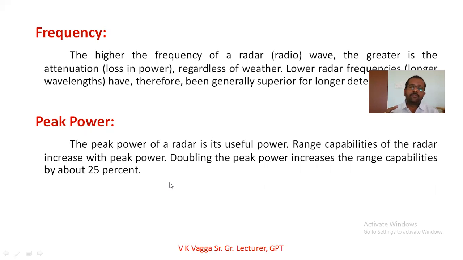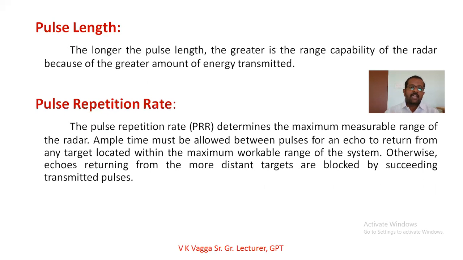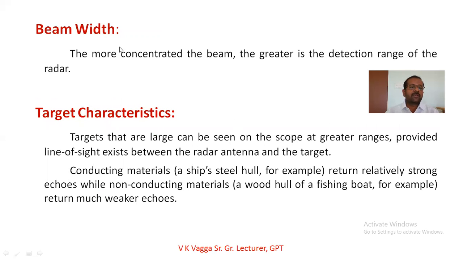If the power is doubled, it is going to increase the range by 25%. And if you take the pulse length, increasing the pulse length increases the range capability. If you take the pulse repetition rate, increasing the pulse repetition period increases the maximum measurable range. And increasing the beam width again increases the range with the concentrated beam.